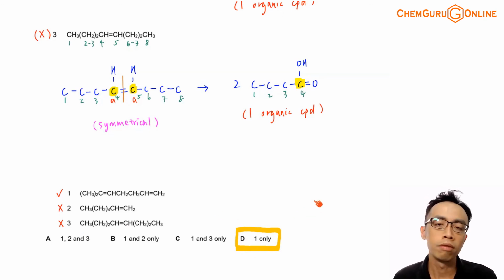Alright, so that was the discussion involving this question targeting deducing the number of organic compounds for strong oxidation of alkenes.